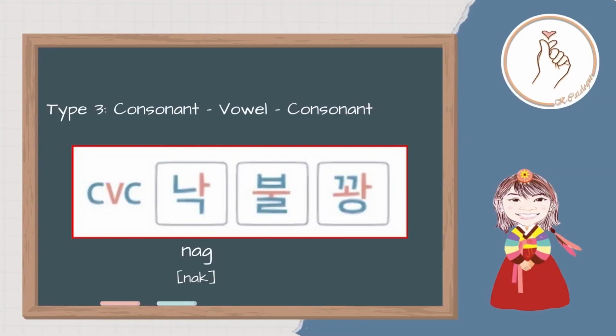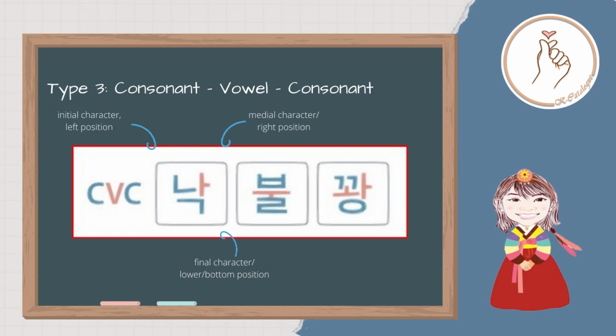Third type, we have consonant-vowel-consonant combination. So, yung una, nag. Consonant niyin, vowel a, consonant giyok. So, ito, we have our initial character which is consonant niyin, and then the medial character, vowel a, and the final character which is consonant giyok. Again, ang basa sa kanya, nag.